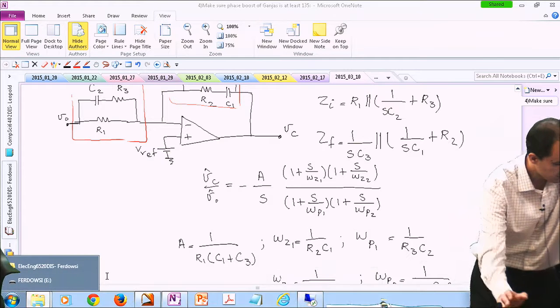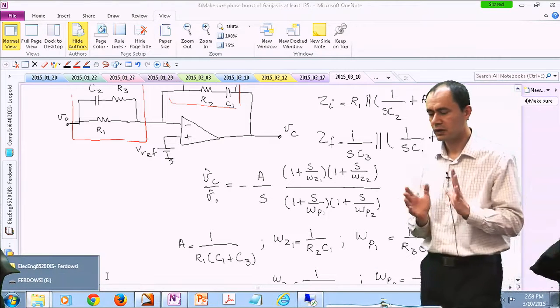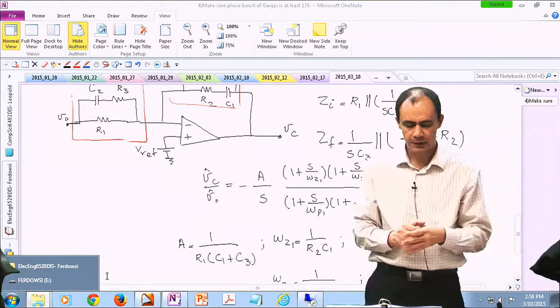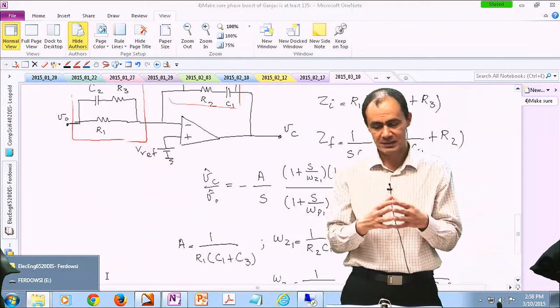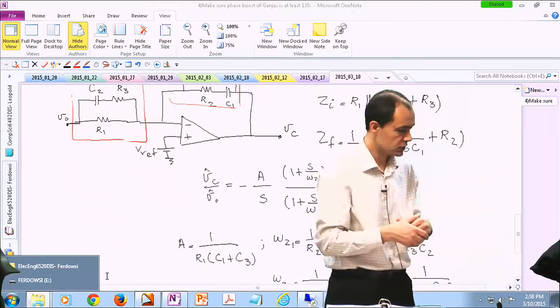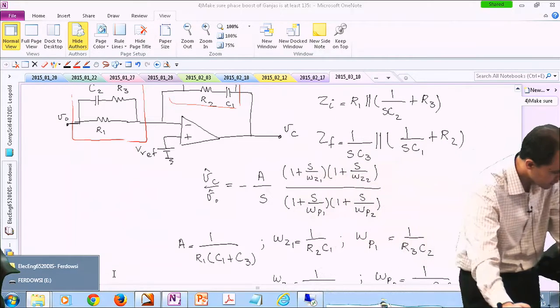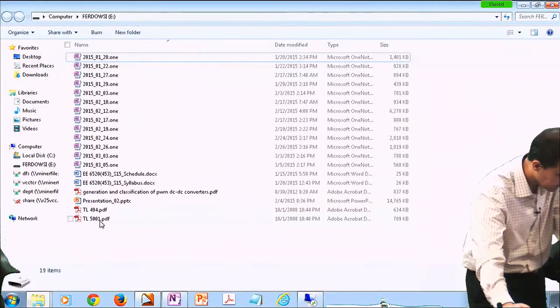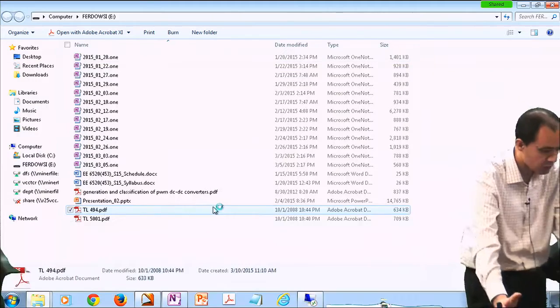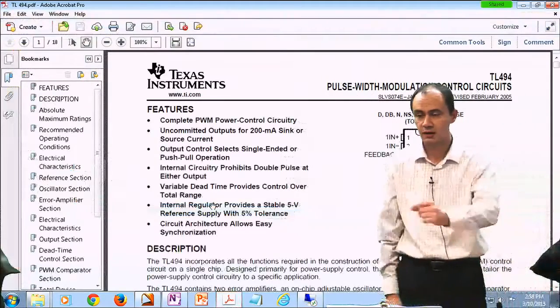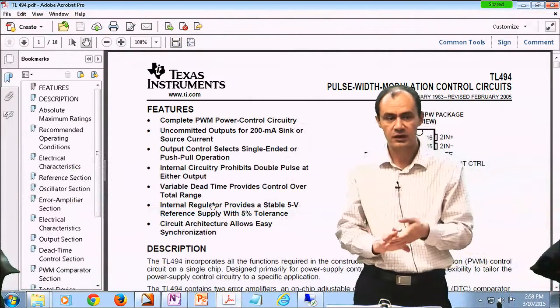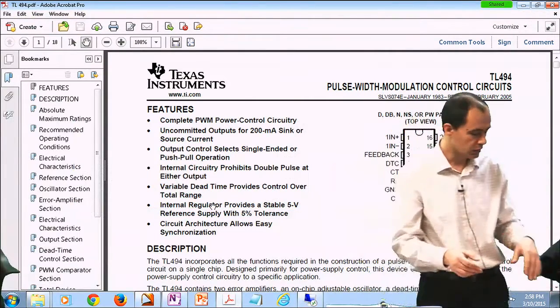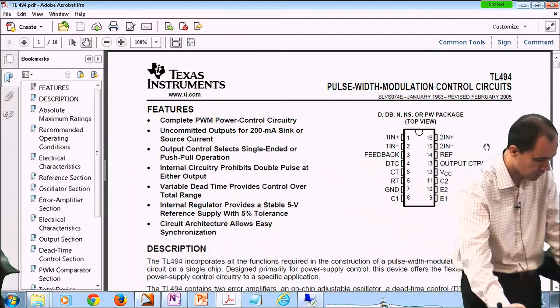So now let's say you have designed your compensation network. You know what the elements you need. The question is, how can you basically build the whole system, okay? The good news is there are products out there that directly integrate all the components that you need. So it's just a matter of buying a chip that is only, for instance, I don't know, probably $5 or less. And all of the components that you need are here.